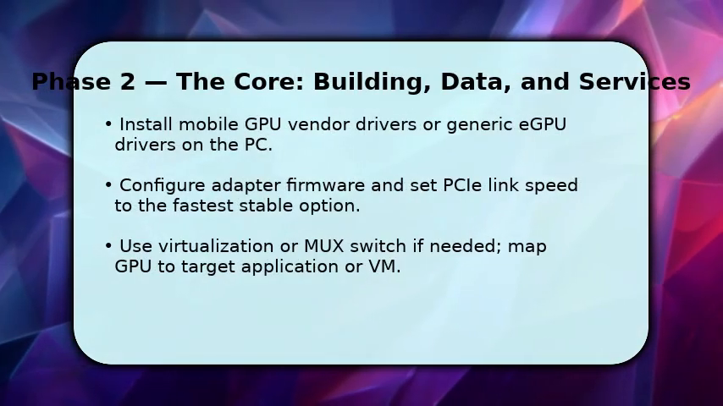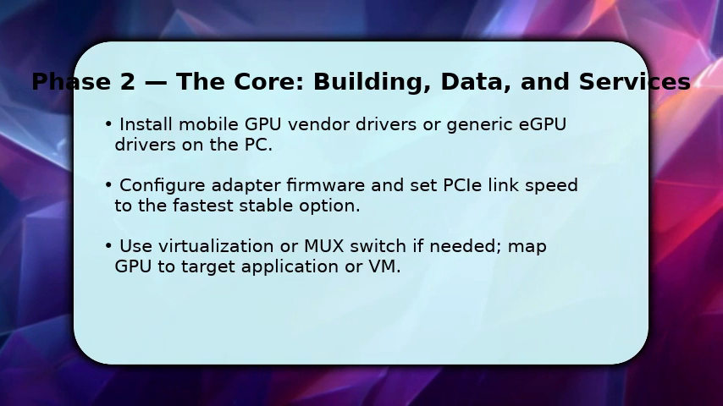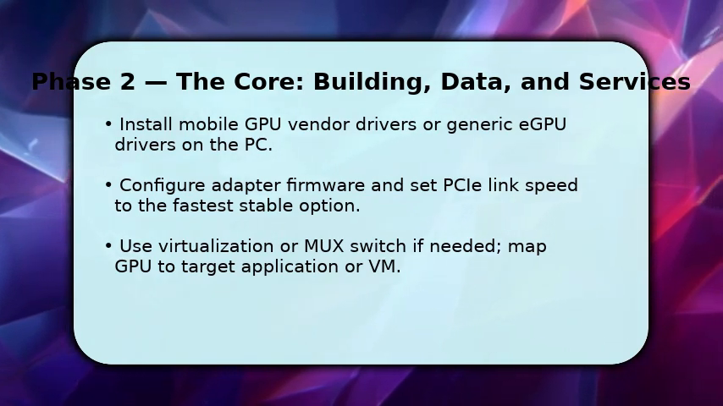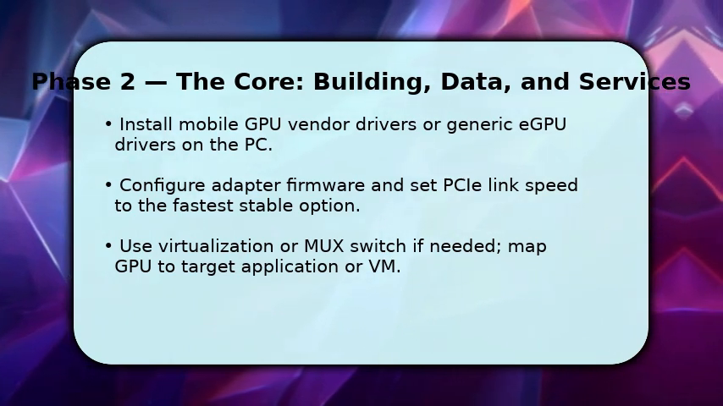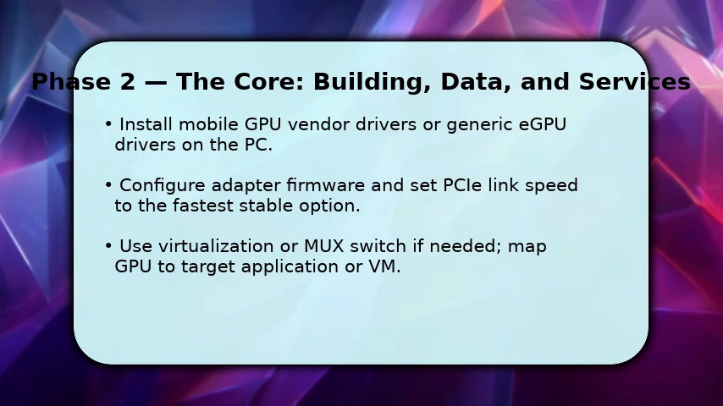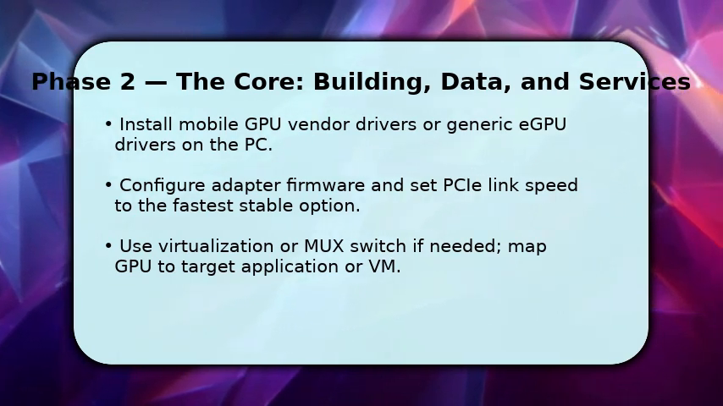You now install the GPU drivers on the PC and update the adapter firmware. This is critical because mismatched firmware causes device enumeration failures. Then check PCIe link speed in the enclosure settings and pick the fastest stable option.